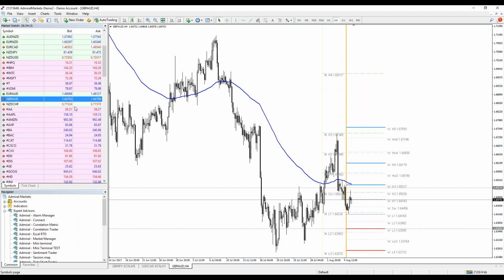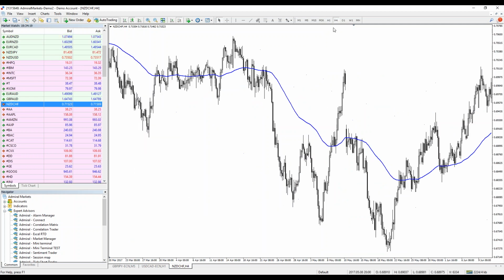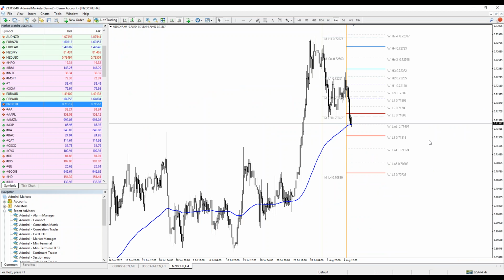New Zealand dollar Swissy. This is an uptrend. Weekly L3, it's going down, but because price is here, it might come within this region and reject. But if it closes with H4 below this EMA 89, this could signify a potential trend change. So you should be careful.